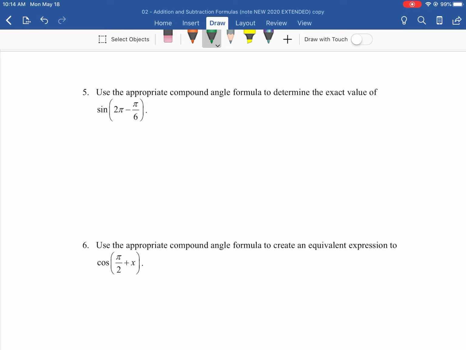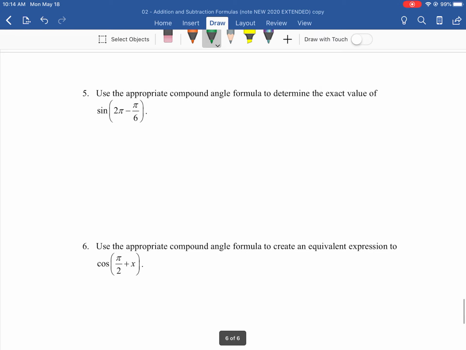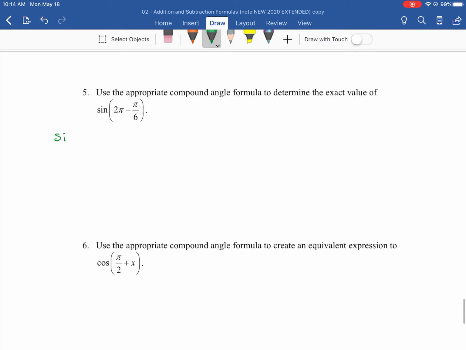They want sine of 2 pi minus pi over 6. So I'm going to first get my sine subtraction formula going here. My sine subtraction formula is sine of x minus y equals sine x cos y minus cos x sine y, just right off the trig toolbox.